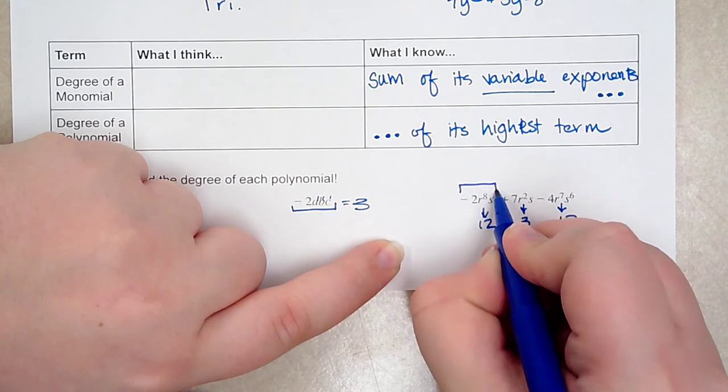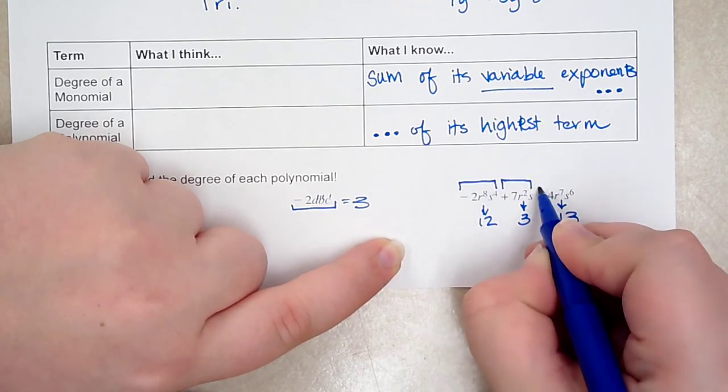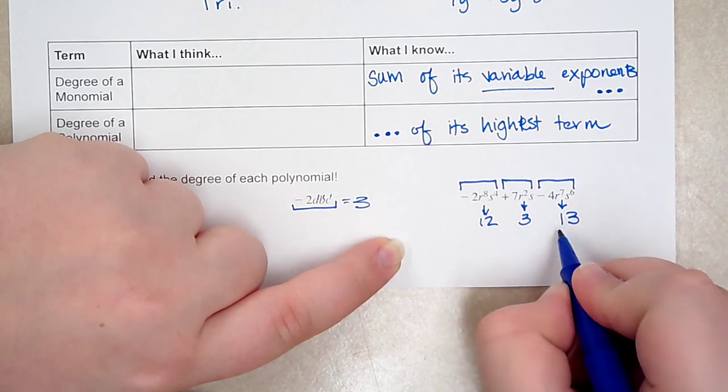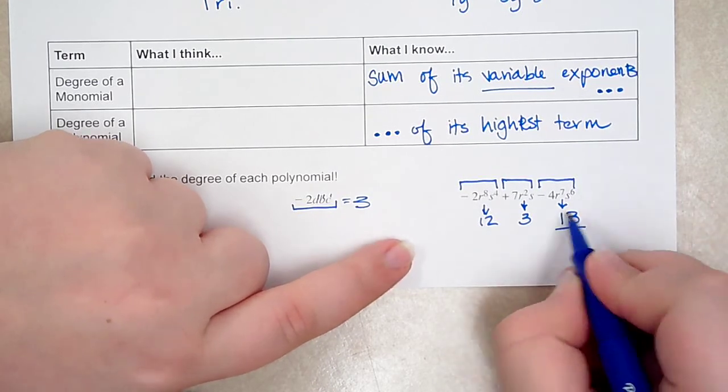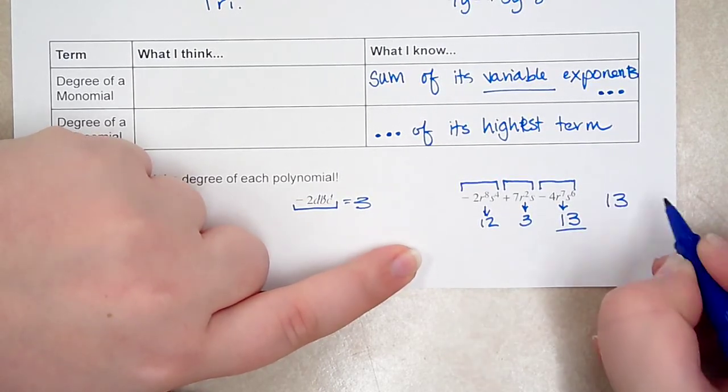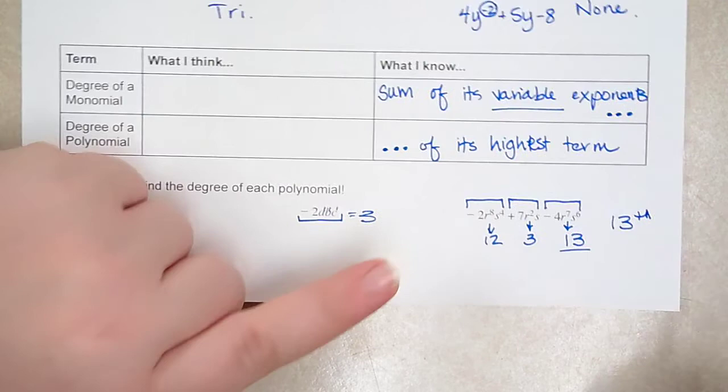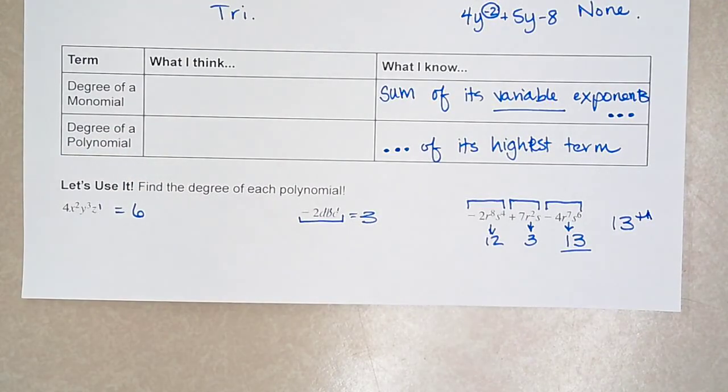So of the 3 terms I have here, I'm going to take the highest term, this 13. And the sum of its variable exponents are 13. So this is a 13th degree polynomial. That is it for your vocab lesson today on polynomials. Let me know if you have any questions.